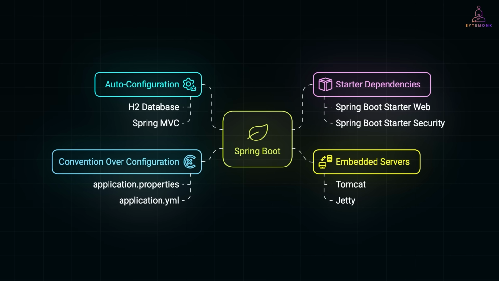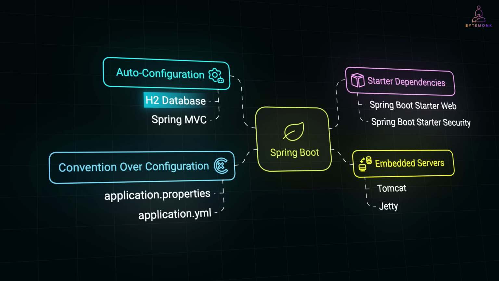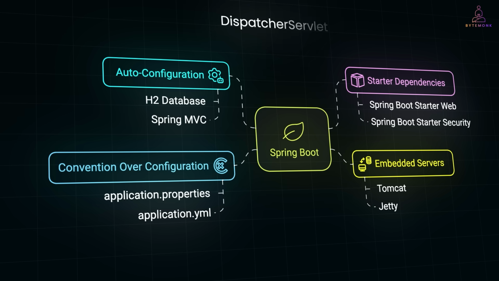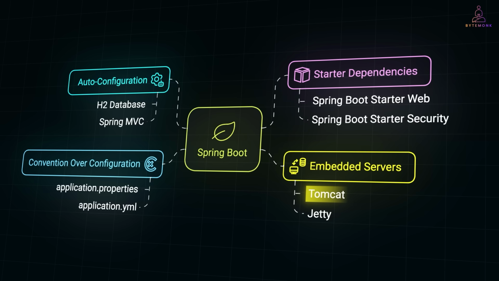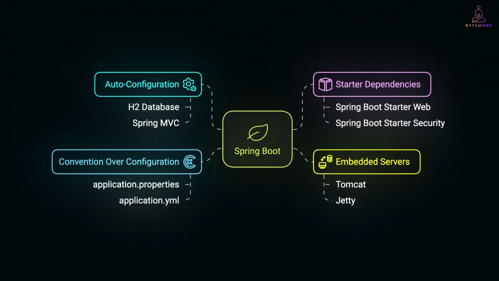For example, if it sees an H2 database on your classpath, it will spin up an in-memory database without you writing a single line of setup code. If you include Spring MVC, it will wire up a dispatcher servlet and Tomcat for you. No XML, no extra beans, just sensible defaults that work out of the box. It takes care of the boring stuff so you can focus on building your app.